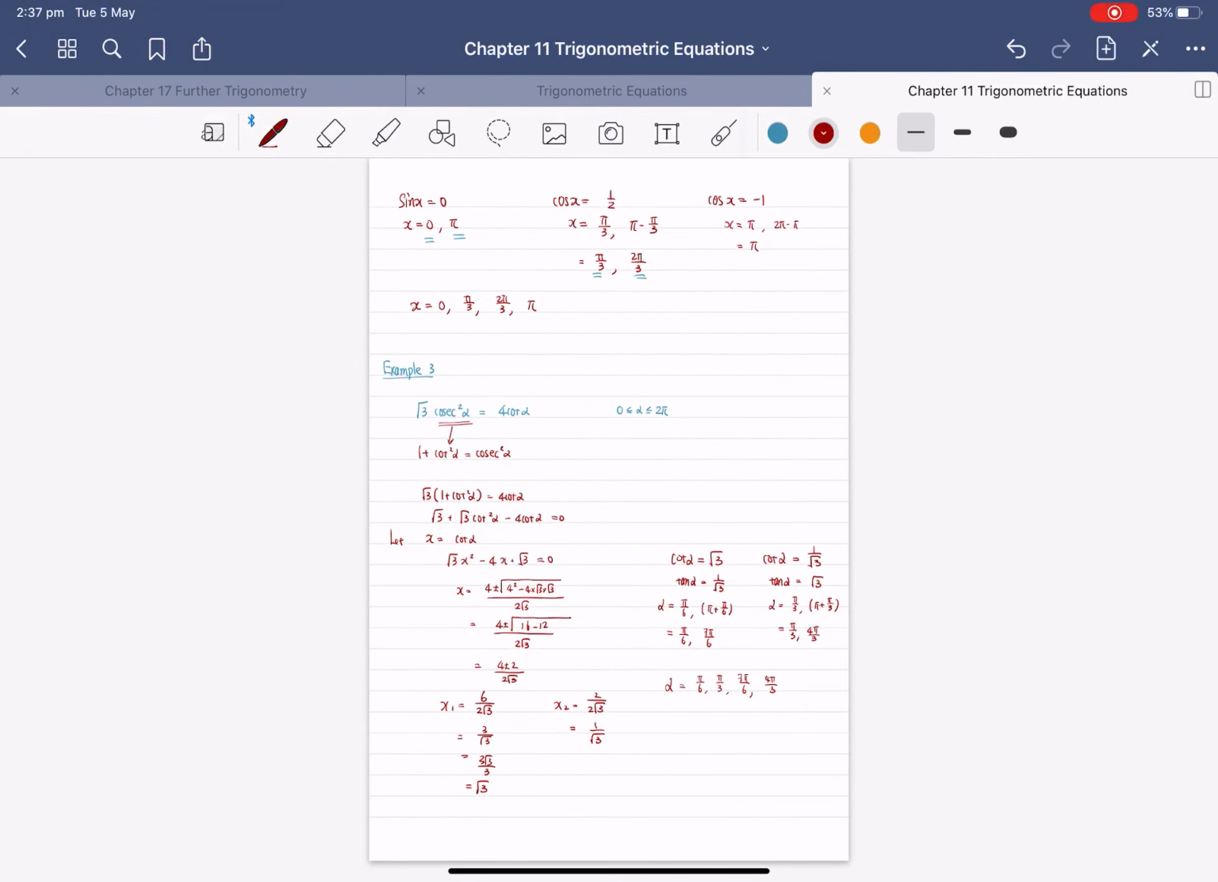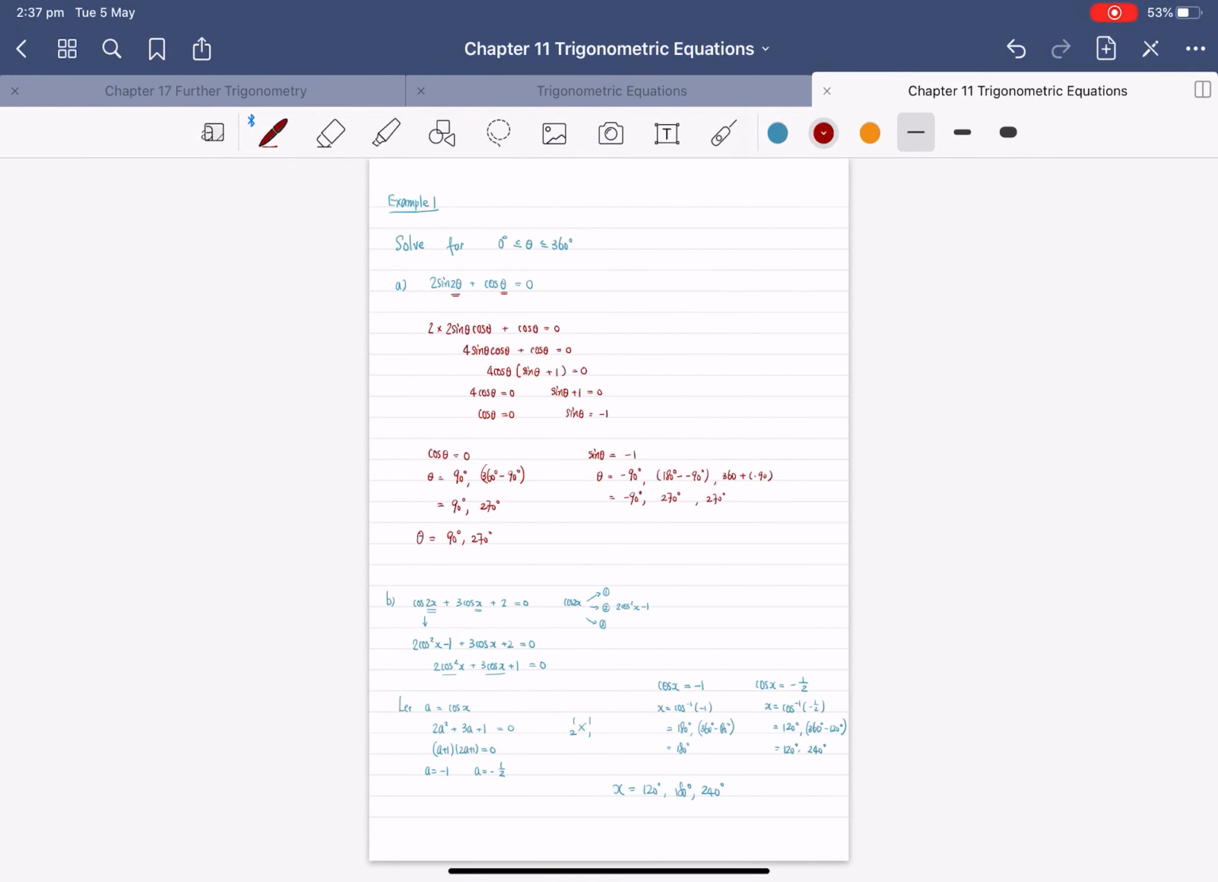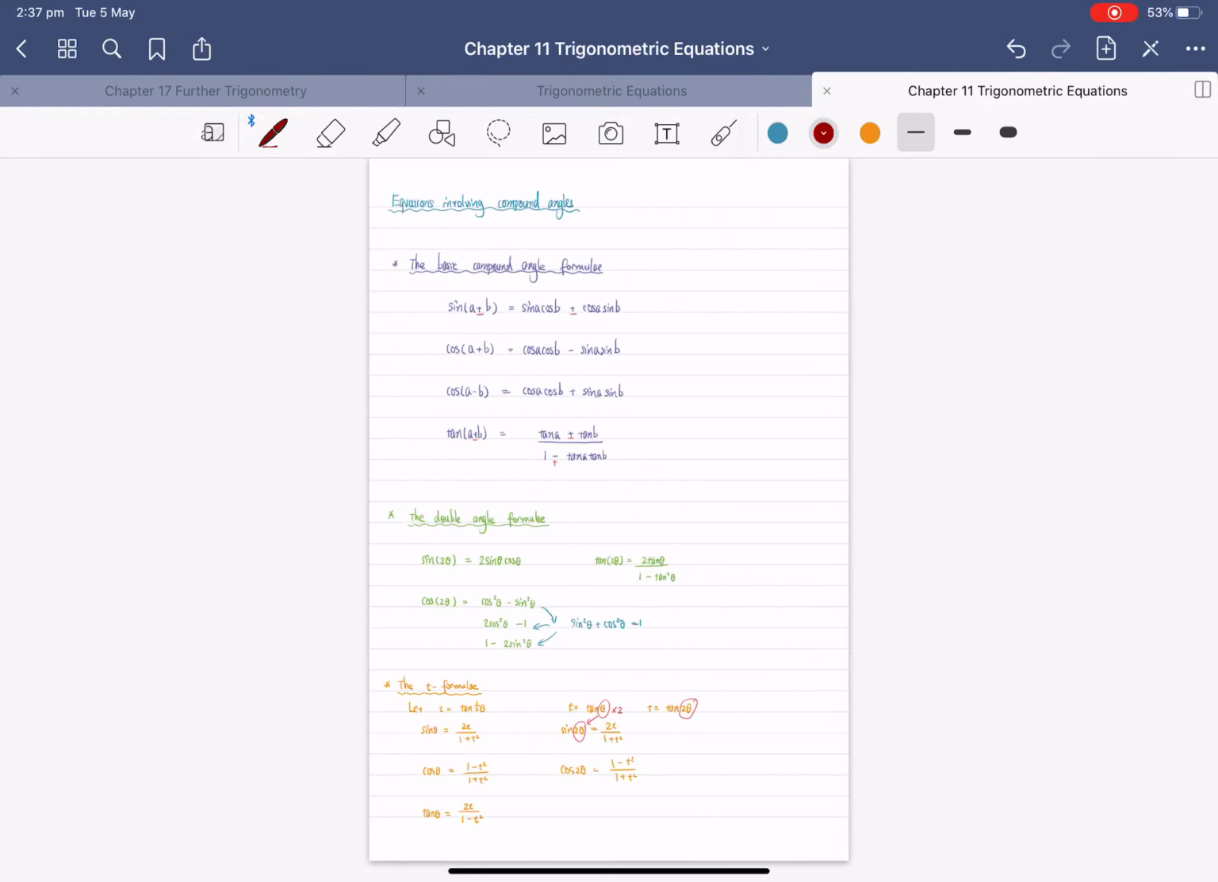So these are the 3 examples to show you the level of difficulty of the questions. They can be very tricky. But remember, you do need to use the formulas to solve tricky equations. I guess some of the questions are just revision for you guys, so you should be able to do those ones.